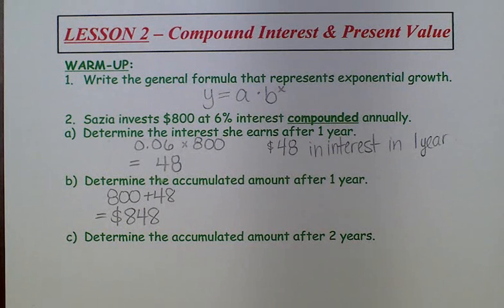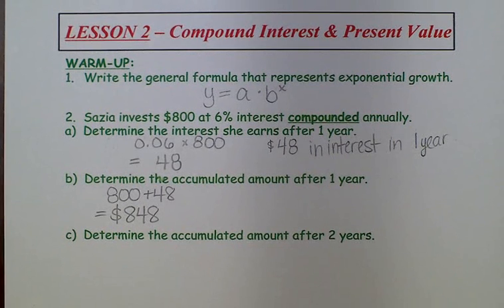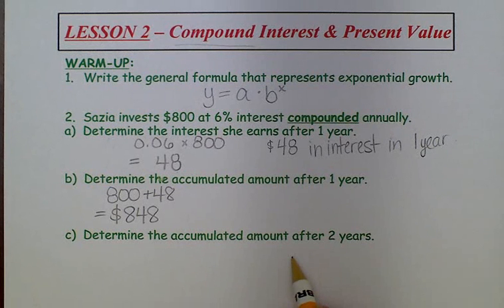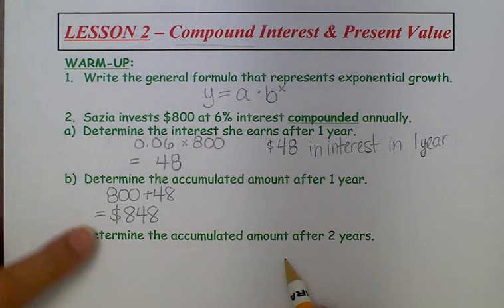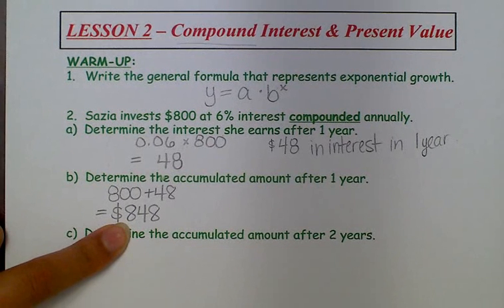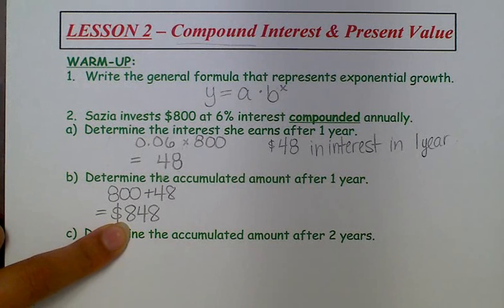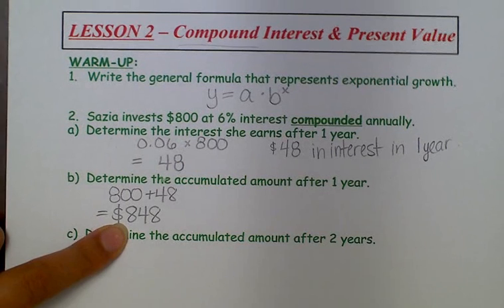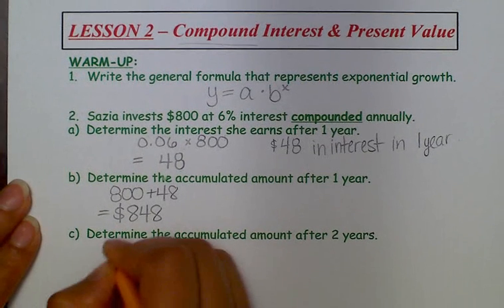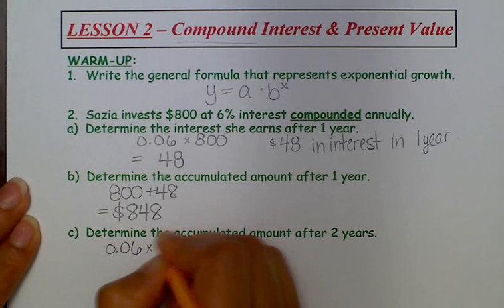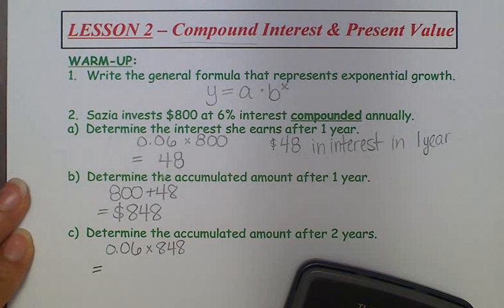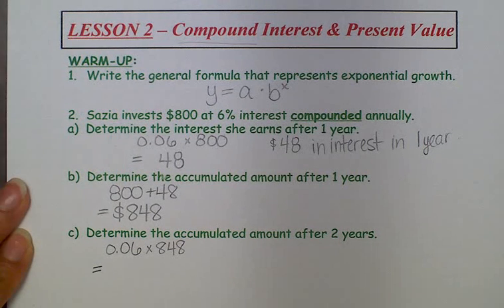Now in part C, it says determine the accumulated amount after 2 years. Now, because she's earning interest on interest, and that's what compound interest is all about, what that means is in the second year that she's invested her money, she's actually going to earn interest on the $848. So in her second year, she's earning 6% interest on $848. So I actually have to calculate 6% of $848. And if I use my calculator to do that, 6% of $848 is $50.88.